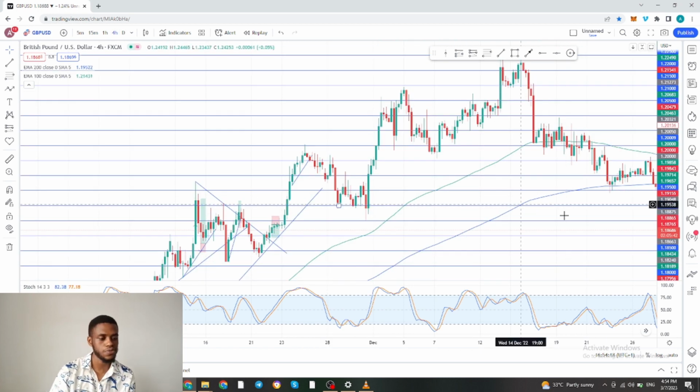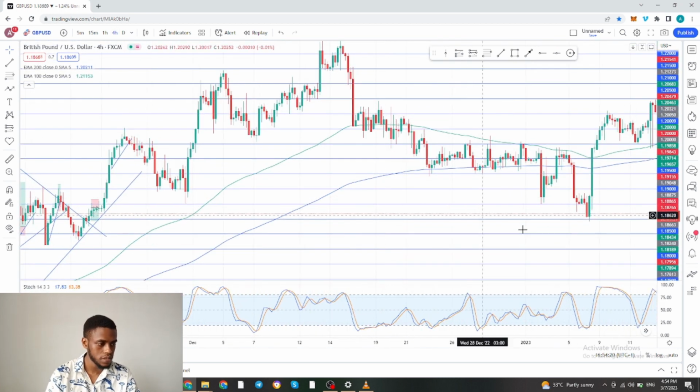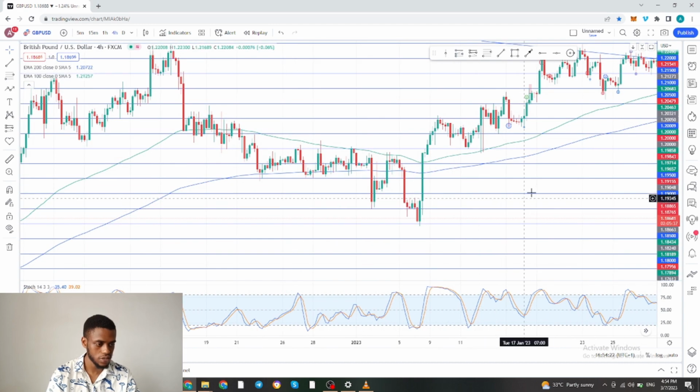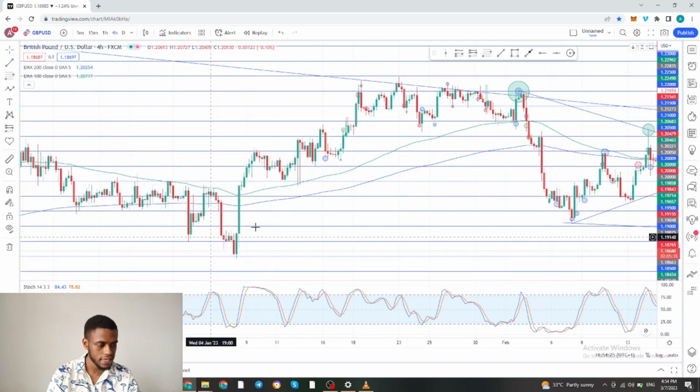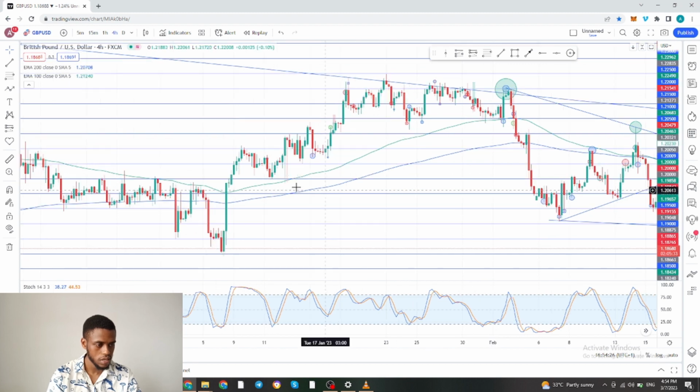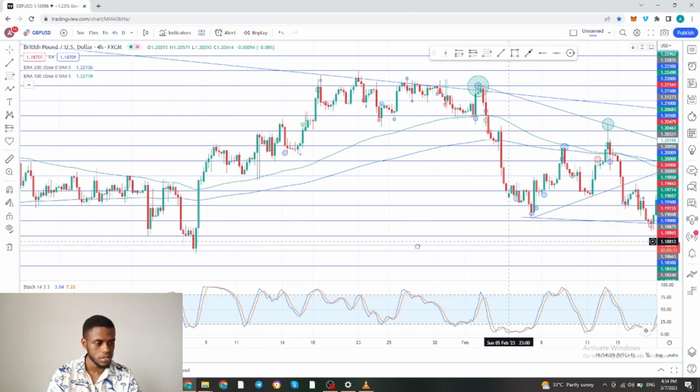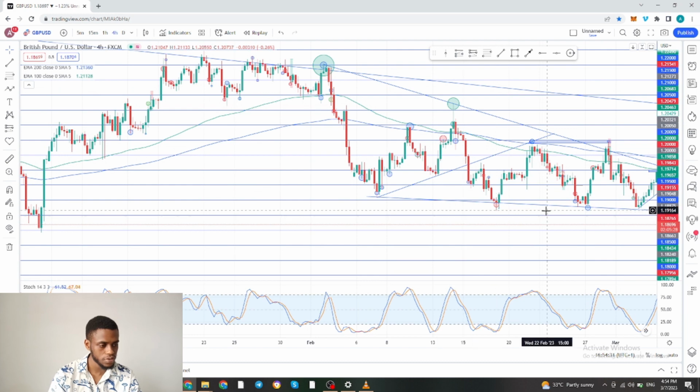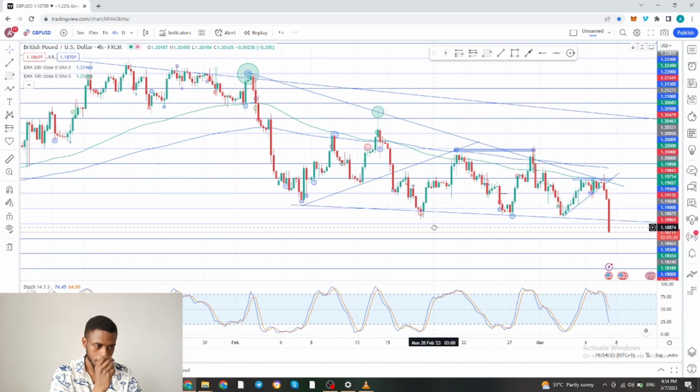So let's go back to the 4 hour. Let me see another trade. There's another trade that I took last week. Let's see. So just wanna look for right here.